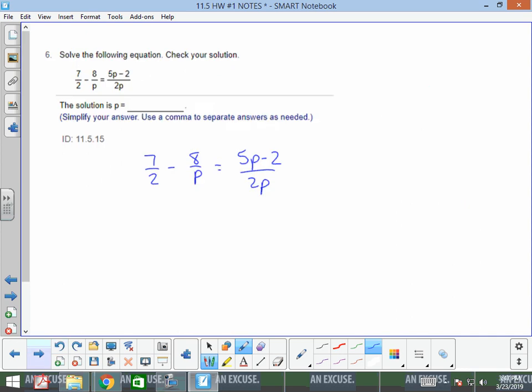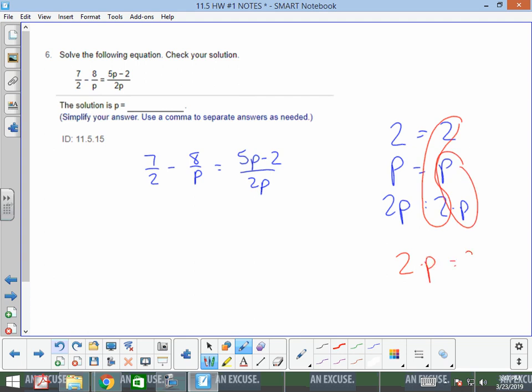Okay. Here we have 3 different denominators, 2, p, and 2p. So let's guess what the LCM is. We have 2, we have p, and we have 2p. So 2 is 2, p is p, 2p is 2 times p. So two of the denominators have a 2 in common. The other 2 denominators have a p in common. So the LCM is 2p. So we're going to put 2p in each numerator and reduce.